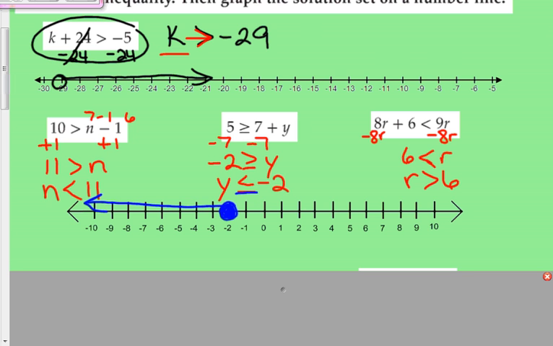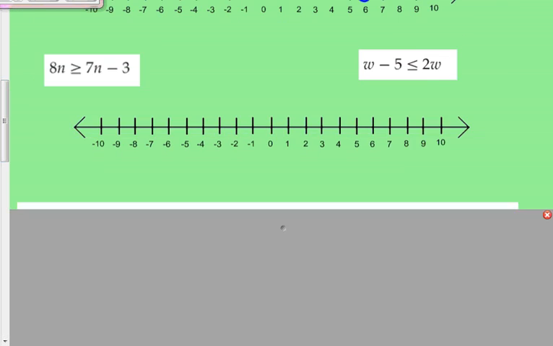It does not have a line underneath it, so we will not fill in our circle. We'll go to our number line, we'll find 6, hollow circle with an arrow going right to match the inequality, meaning greater than 6. Any number greater than 6. Let's do a couple more.